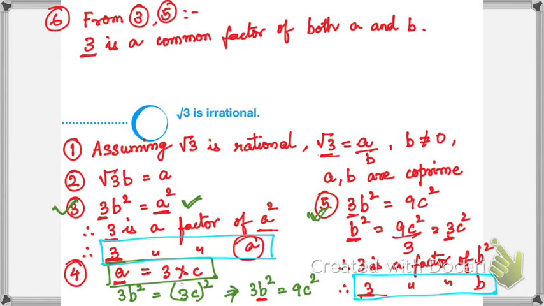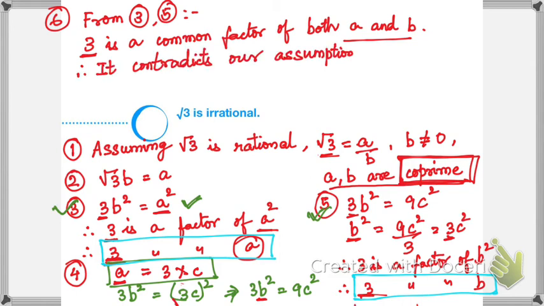And this contradicts our assumption, because our assumption was that a and b are co-prime. That means a and b do not have any other common factor. So it contradicts our assumption. And therefore, this root 3 is irrational. Okay, moving on to the next question.